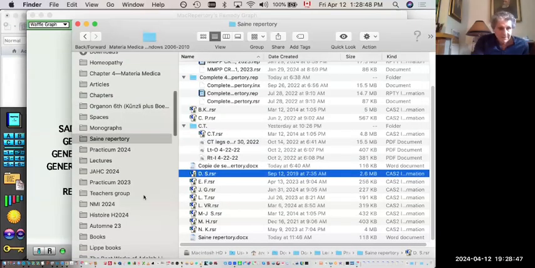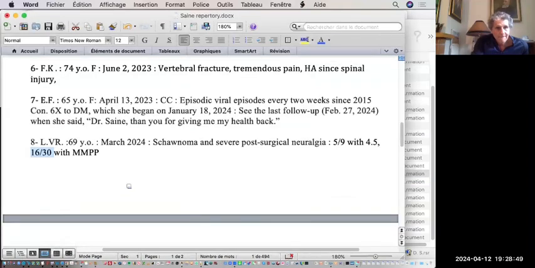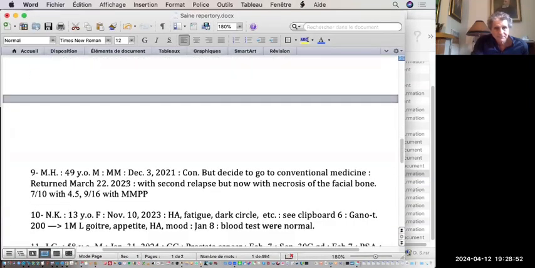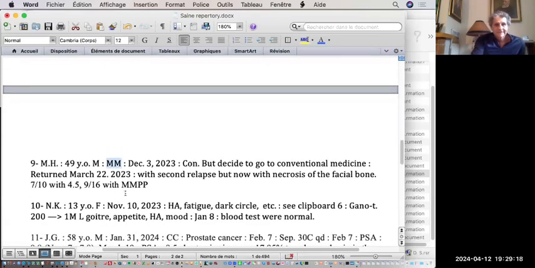Okay, so this was case number 8. Let's do 9. Let's see how much time we have. 9 is MH. So she was seen also in the practicum. So she was seen in December 23. That's a mistake. 21. So she was seen in December 21 in the practicum, and she has multiple myeloma. So it's the third patient with multiple myeloma in the series of 11. Maybe there's more, but okay.